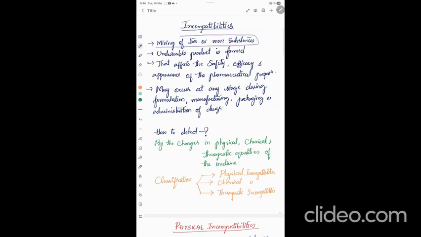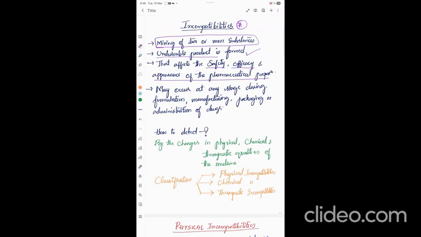So the incompatibility is nothing but when any undesirable product is formed while mixing of two or more substances. When you have mixed two or more substances, if there is a formation of any undesirable product, then we call it an incompatibility. And this incompatibility may affect the safety, efficacy and the appearance of the pharmaceutical preparation. So when it is affecting the safety, efficacy and appearance of the pharmaceutical preparation, then definitely it is a matter of concern to correct that particular incompatibility.